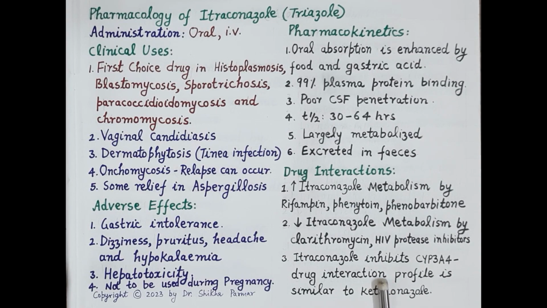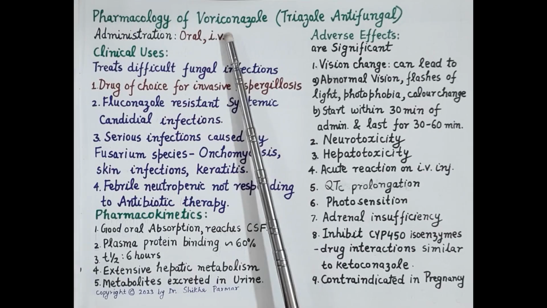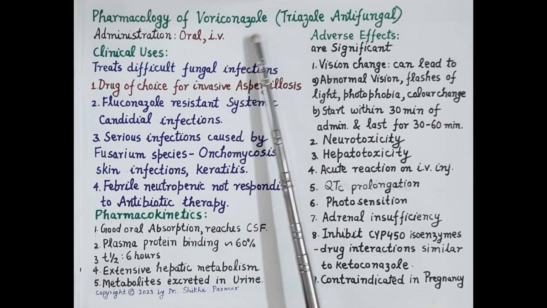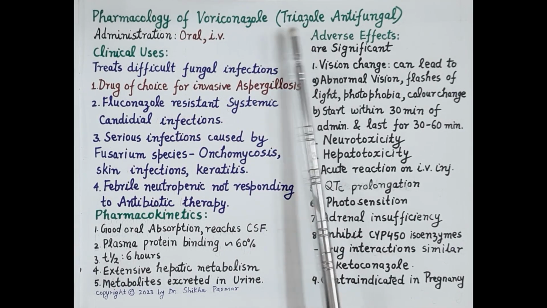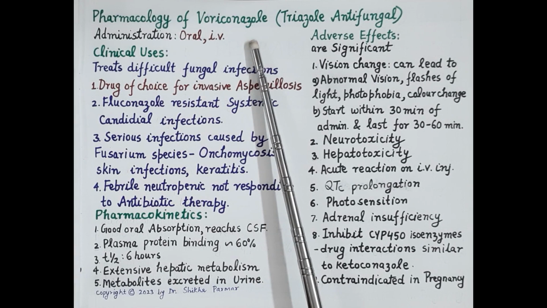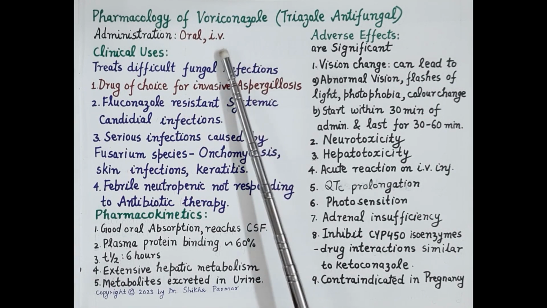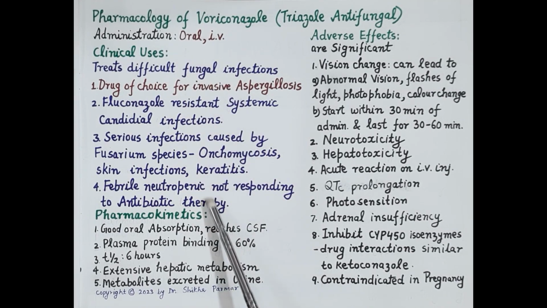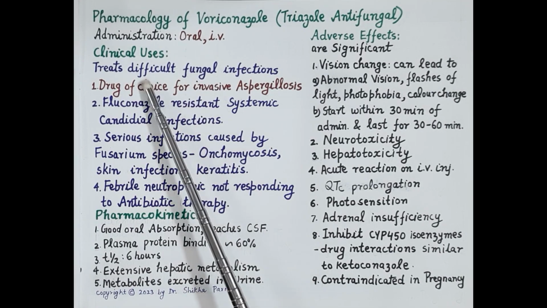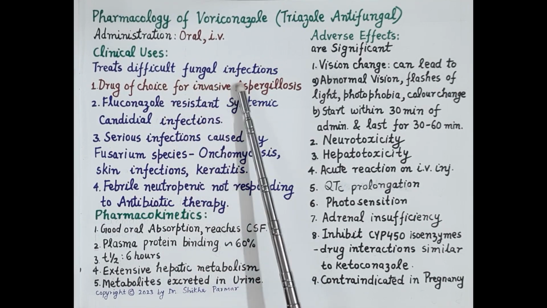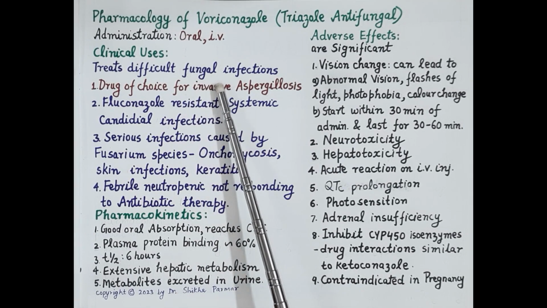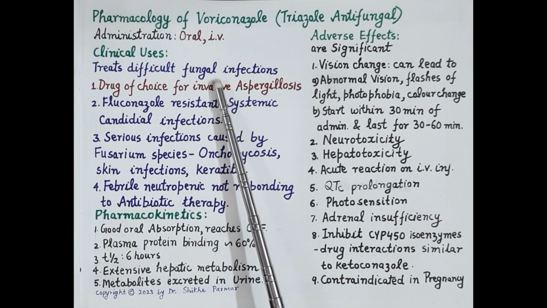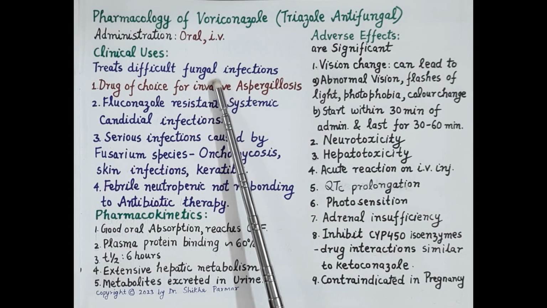So this is about the pharmacology of itraconazole. Now the next azole is voriconazole. It is a triazole. Voriconazole is a newer triazole. It is also administered orally and IV. Now let's discuss first the clinical uses of voriconazole. Voriconazole treats difficult fungal infections, or we can say non-responsive fungal infections. So it is a very broad spectrum antifungal agent.